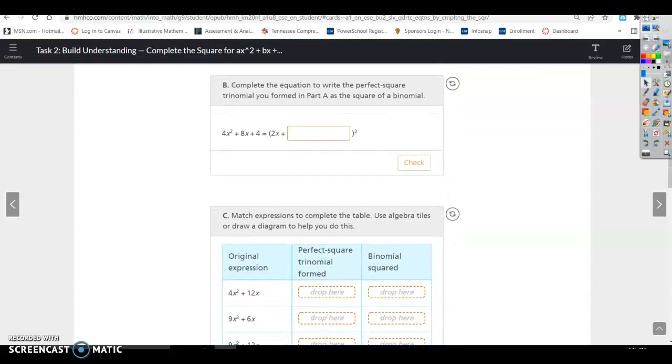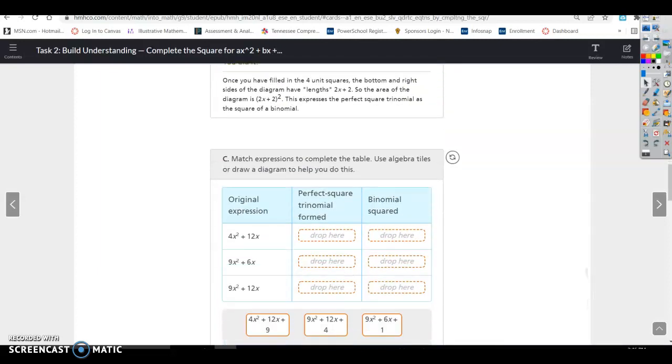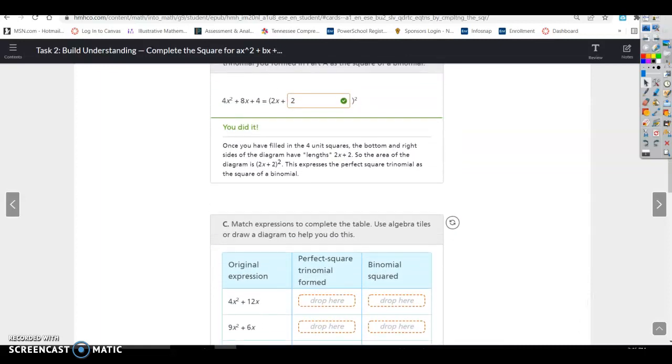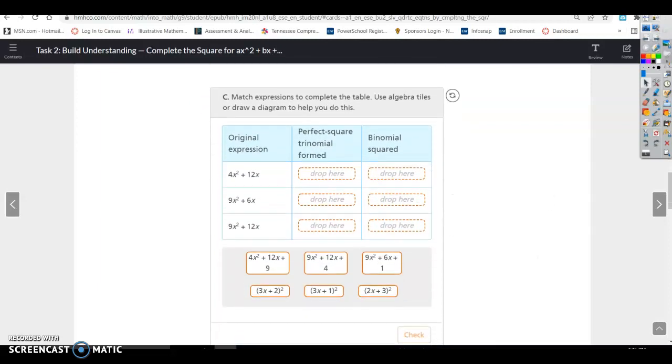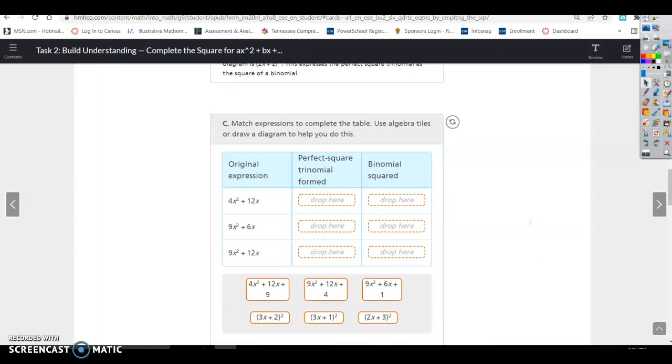Alright, so complete the equation to write the perfect square trinomial you formed in part A as the square of a binomial. What they're saying is now they want us to factor this expression. So it's going to be 2x plus 2 quantity squared. And remember, you can always check these by doing 2x plus 2 times 2x plus 2. If you multiply the two binomials using distributive property, you'll see that you do get what you started with. So that's just standard form and factored form.